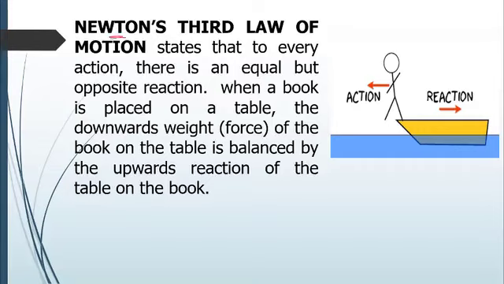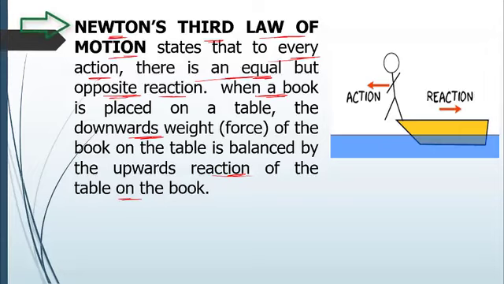At this point, let's talk about Newton's third law of motion. Now, Newton's third law of motion is my favorite law. It states that action and reaction are equal. So what it simply means is that to every action, there is an equal but opposite reaction. In other words, when you place a book on a table, the downward weight of that book is balanced by the upward reaction of the table on that book.